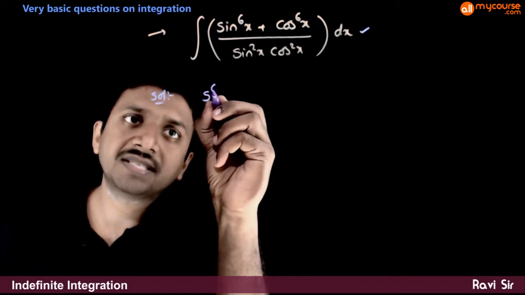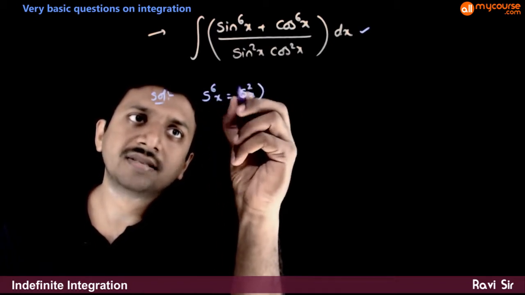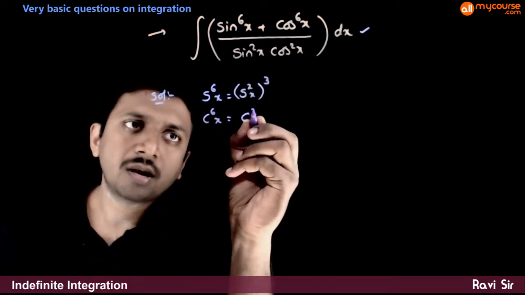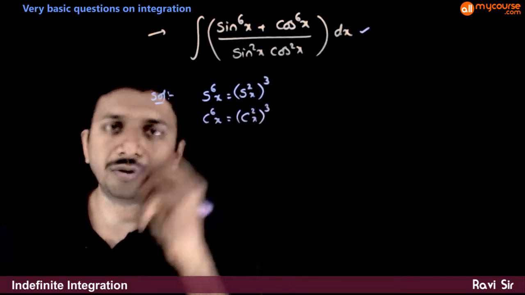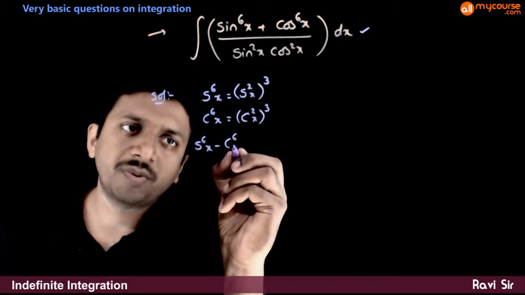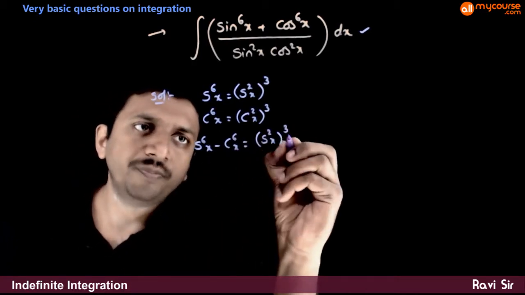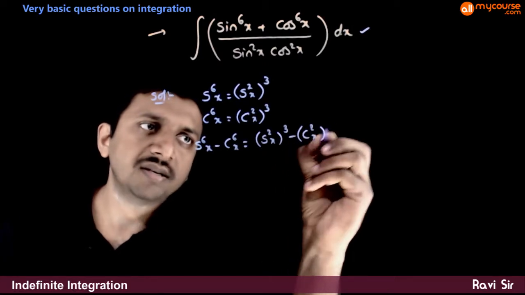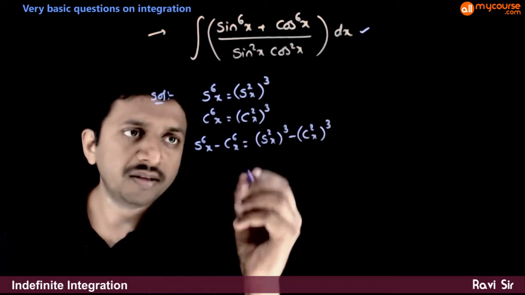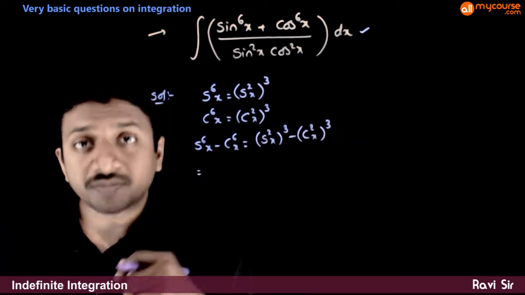So sine power 6x can be written as sine square x whole cube, and cos power 6x is cos square x whole cube. So sine power 6x plus cos power 6x is sine square x whole cube plus cos square x whole cube. So I'll try to simplify this expression first. So this is equal to, now this is of the form a cube plus b cube.